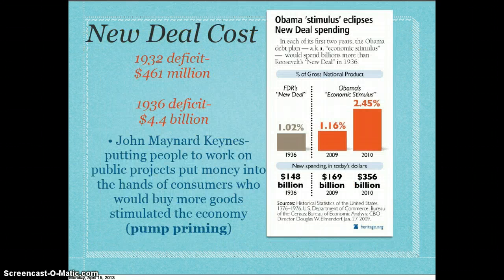So let's take a look at the lasting impact and the cost of this all. We see the deficit in 1932 being about $461 million. By 1936, it would be $4.4 billion. This was justified by an economic theory by the economist John Maynard Keynes. He said that putting people to work on public projects puts money in the hands of consumers who would buy more goods, which would stimulate the economy. It's known as pump priming. Whether or not one agrees with that, it's more of a personal opinion, but it's the issue behind this topic.